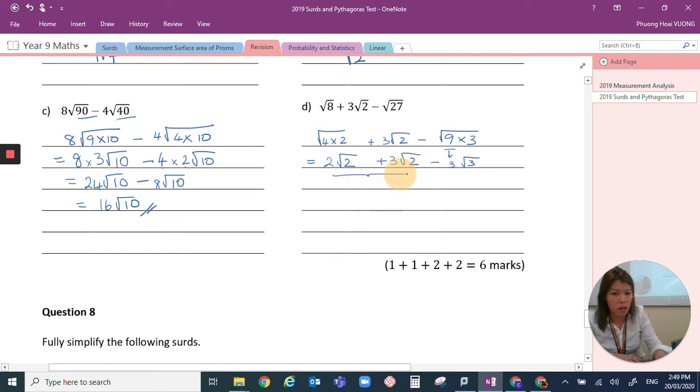So these two are like terms. This one will be by itself. So now we have 2 plus 3 is 5 square root of 2. And leave that alone. Don't do anything to it. And don't lose it. So keep it there.